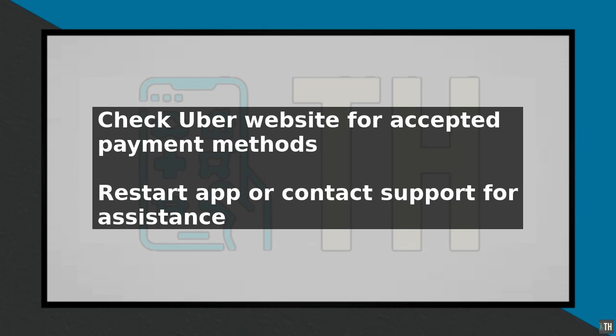It is also a good idea to check the Uber website for any information about accepted payment methods and any known issues with adding credit cards to accounts. By following these steps and troubleshooting tips, you should be able to add a credit card to your Uber account and start using the service.